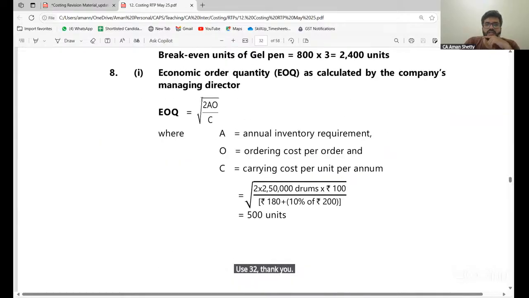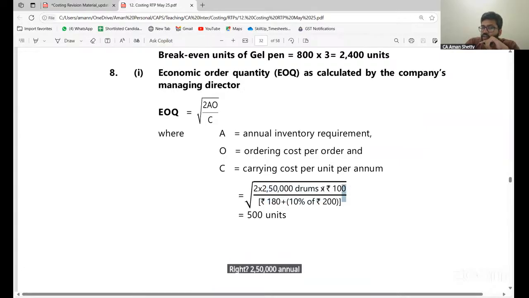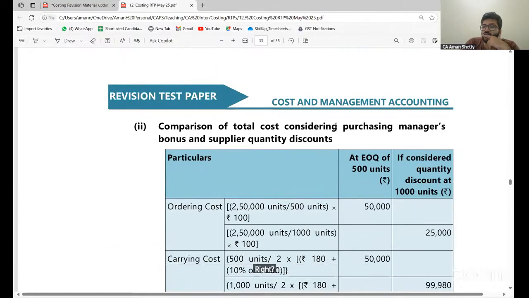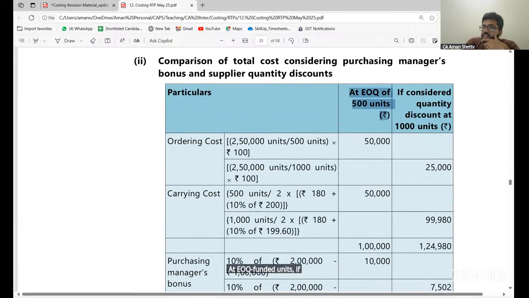Right, economic order quantity is the square root of 2AB by C, where A is the annual inventory requirement. So 2 into 2,50,000 annual requirement into ordering cost per order, divided by the carrying cost which is given in the question. 500 units is the EOQ. Right, comparison of the total cost considering purchase manager bonus and supplier quantity discount at EOQ of 500 units. If we consider the quantity discount at 1000 units, then what is the result?